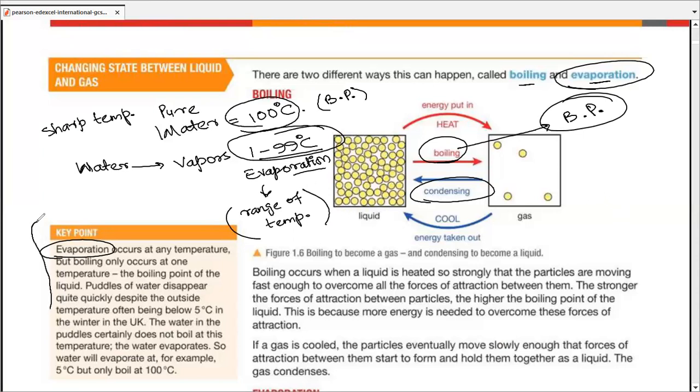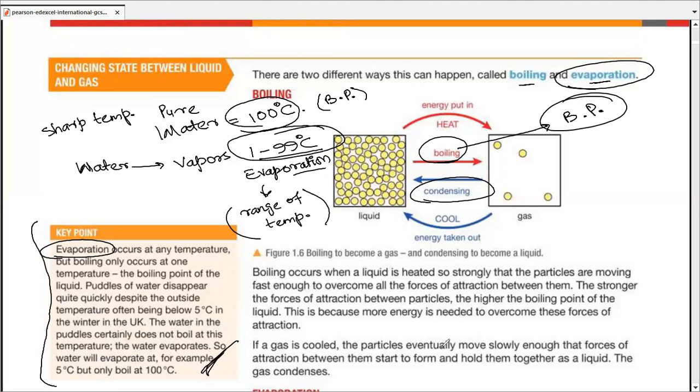And the same thing is explained actually over here in the key point. Evaporation occurs at any temperature, but boiling only occurs at one specific temperature, the boiling point of the liquid. Puddles of water disappear quite quickly despite the outside temperature often being below 5 degrees centigrade in the winter in UK. The water in the puddles certainly does not boil at this temperature. The water evaporates. The water will evaporate at, for example, 5 degrees centigrade, but only boil at 100 degrees centigrade. So this is a pretty good example. And the same thing happens to the rest of the world. It's not just about UK, it's about the rest of the world as well.